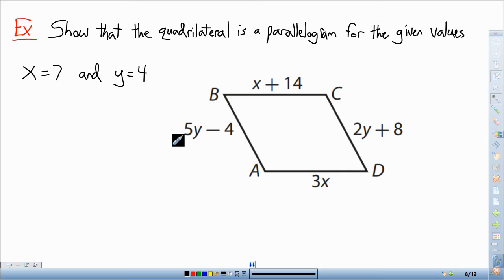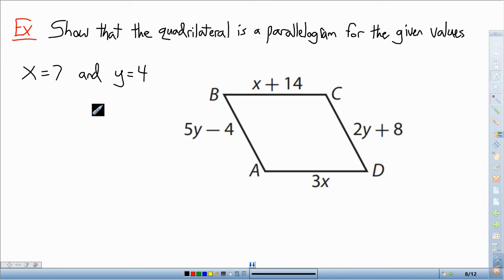Okay, so pretty much the same idea. It says show that the quadrilateral is a parallelogram for the given values. Okay, so it's a little bit different. They're giving us x and they're also giving us y. They want us to show that it's a parallelogram given those two values. All right. Well, let's see if it is.